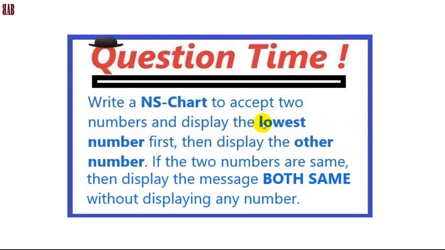Other than that, it is the same as the previous one. Okay, you accept the two numbers and display the lowest first and then the next number after that. If the two numbers are the same, we are going to display the message both same. Okay, so let's go through this.